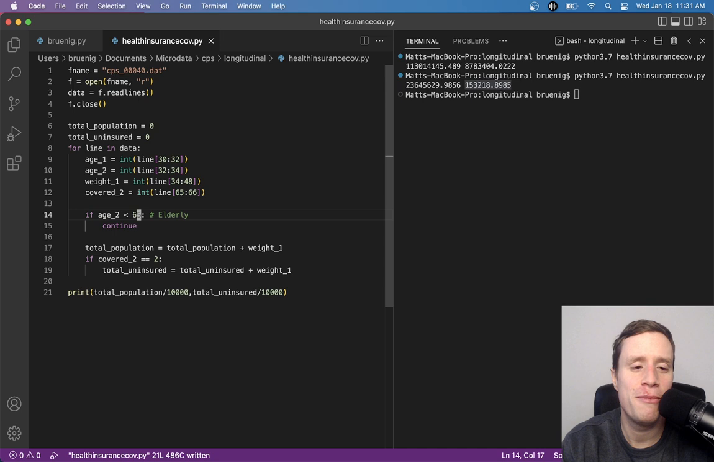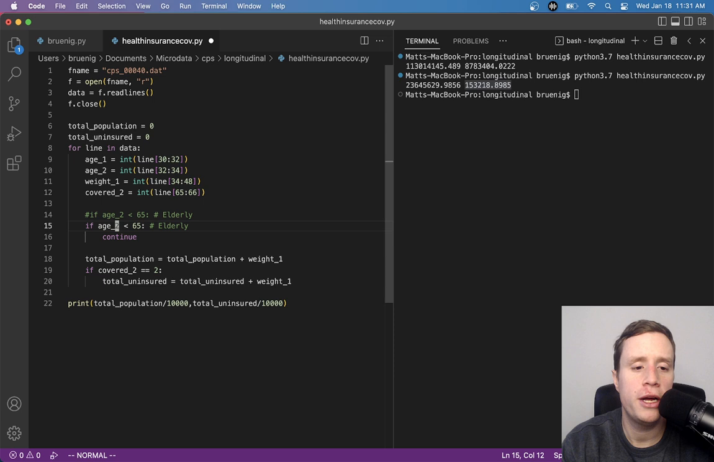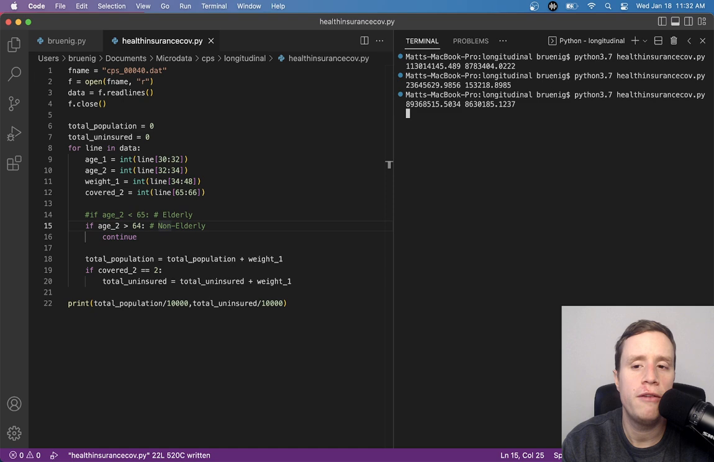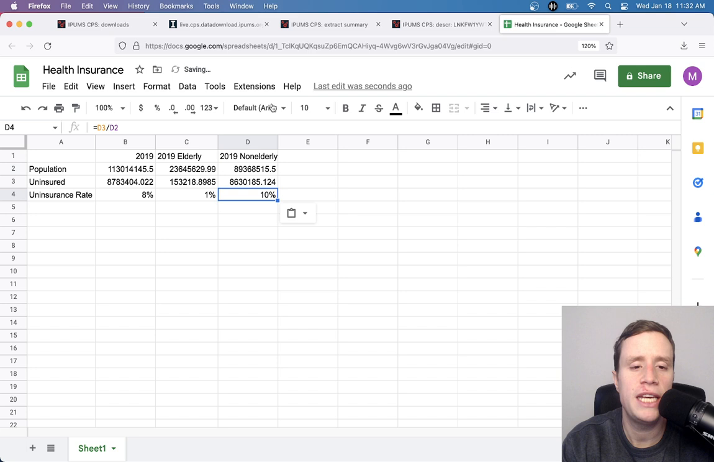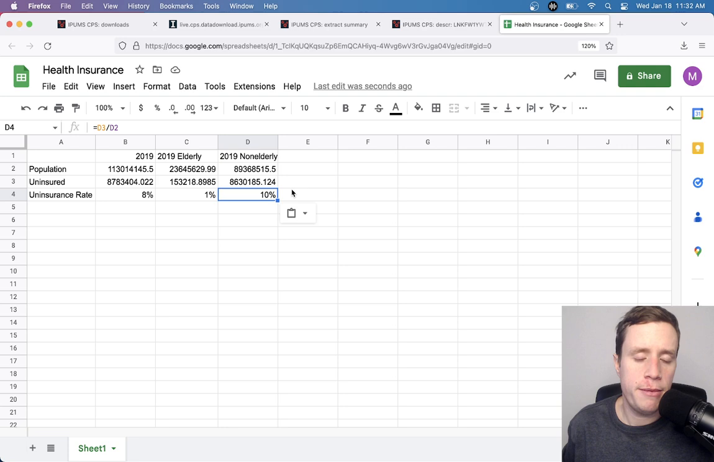Now I'm going to kind of reverse it and say, if you're older than 64, then I want you to skip those guys. So that'll allow us to skip the elderly, and then all we have left are the non-elderly. Okay? So if we do that, we get this number, 10%. Not too different, a little bit higher. Now you might look at this, and it just depends, I guess, on who you are. If you're like, damn, that's a lot, or if you're like, oh, we're doing pretty good. It's only 10% or 8%.